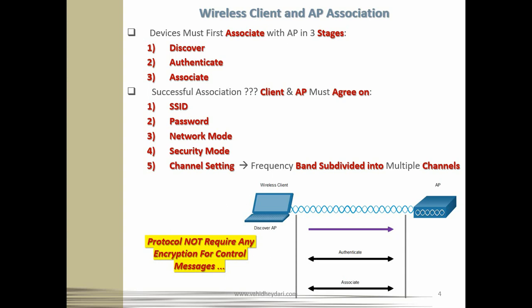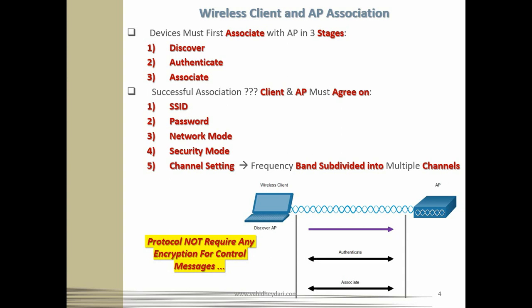First, to discover a wireless access point. Secondly, to authenticate with that access point. And thirdly, to associate with that access point. For successful association to happen, a wireless client and that access point must agree on certain parameters. These specific parameters include SSID, password, network mode, security mode, and channel settings. These five are very important for a client and AP, or access point, to agree on, and after that, successful association can be achieved.